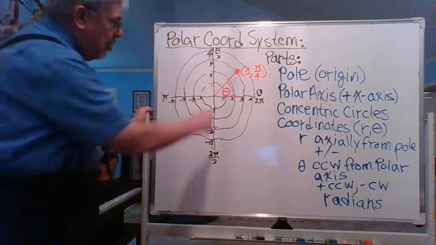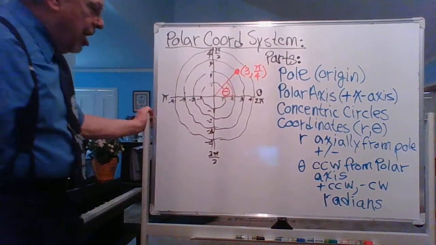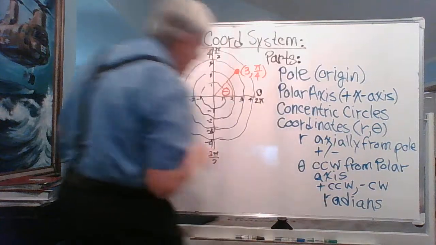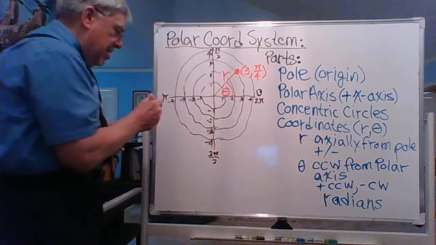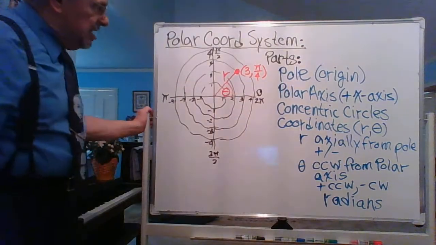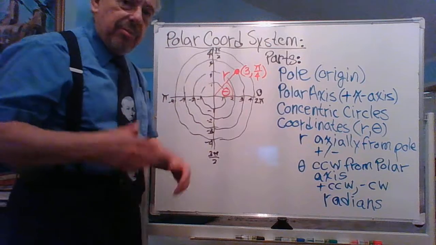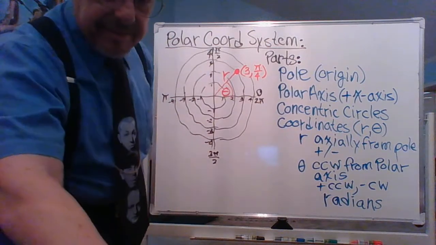Okay, and there I have a point plotted at the value 3 on the r, so this is r out this way, there we go, and at pi over 4. So you can see where that would be. So let's look more closely at plotting points in the polar coordinate system.